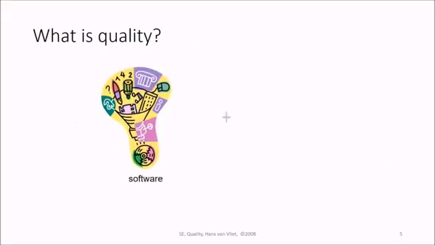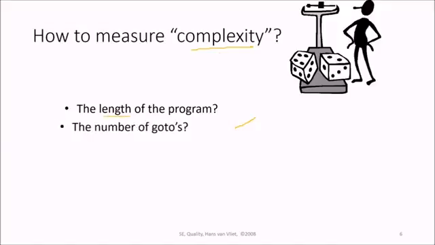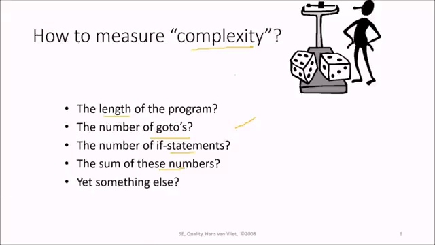What is quality? If it is software, then what is the quality? Software plus certain measurement. If you can measure, then only you can assess the quality. So how to measure the quality? You have to measure the complexity first of all. How complex is your software? The length of the program you have made, the number of go-tos present in your software, the number of if-else conditional statements, and so on. You can have various things which add up to compute the complexity.